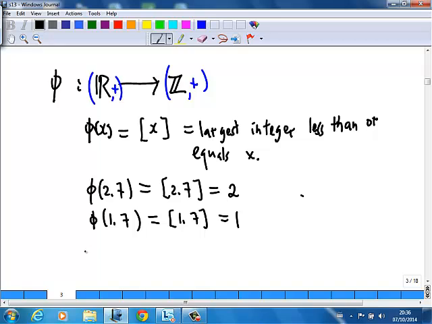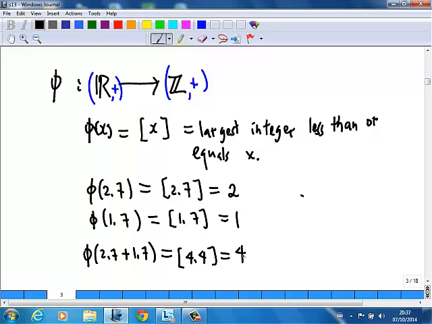Now let's look at the image of 2.7 plus 1.7. 2.7 plus 1.7 altogether is 4.4. So what is the largest integer less than or equal to 4.4? It's 4. So the image of the sum is equal to 4.